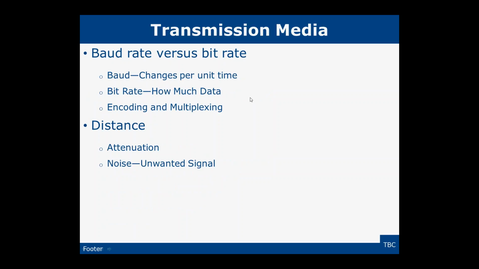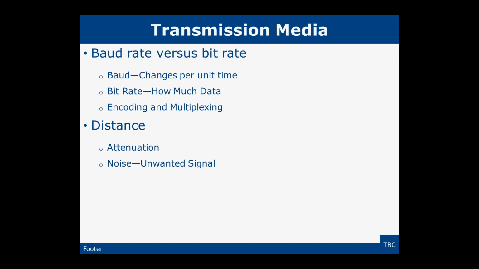Baud versus bit rate. A baud is actually the changes per unit time, kind of based on frequency. At one time, I think 14,400 was the maximum baud rate. It's gone up now. It got to 119,000 for baud rate, but that's still not going to get us the 30 megabits per second that we get for cable modem. The bit rate is how much data can actually go across this thing, and we get that by encoding and multiplexing the way they do those.